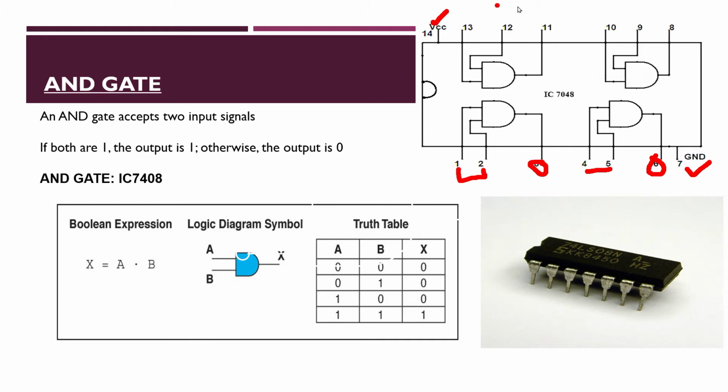And here also we have 9 and 10 as the inputs and 8 as the output. 12 and 13 are the inputs and 11 is going to be the output. So your two inputs, pins 1 and 2, this is going to be A and this is going to be B. The third pin is going to be the output, which is going to be X.